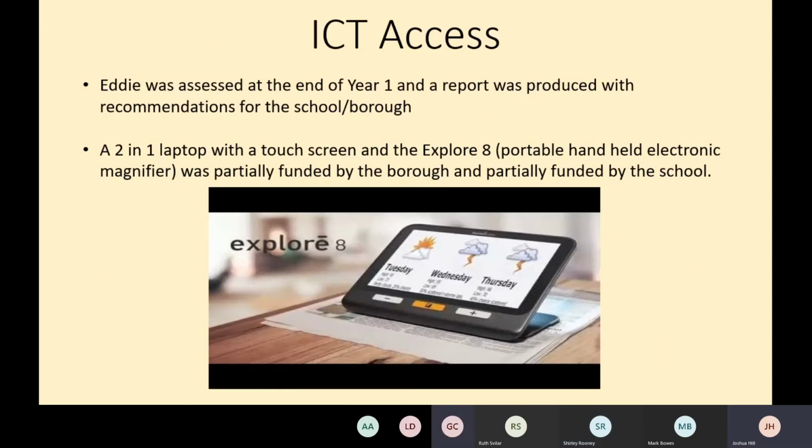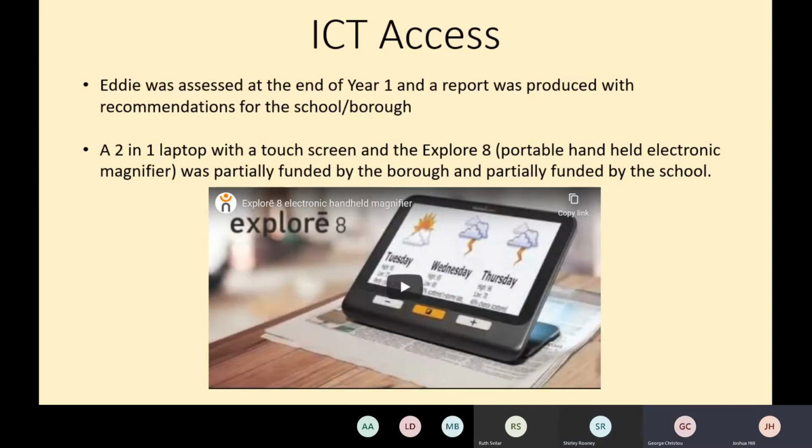Hello, my name is George Christou and I'm the IT manager for the Joseph Clark service. I assessed Eddie at the end of year 1 and an IT report was produced with recommendations and this was sent to the school. For the IT assessment, I used a 2-in-1 laptop and a portable handheld electronic magnifier.